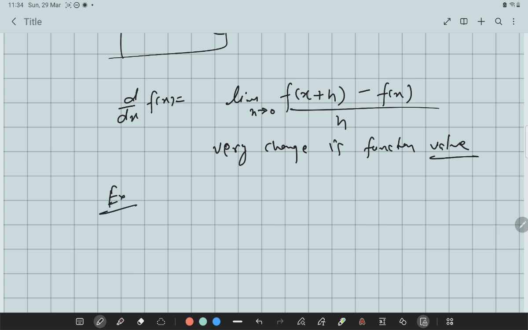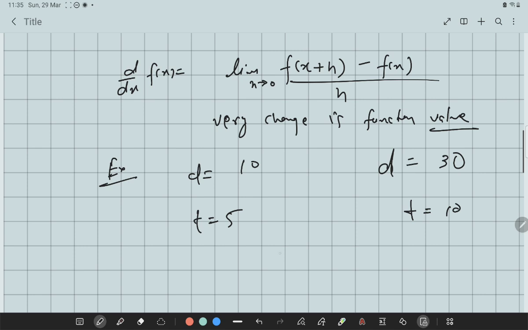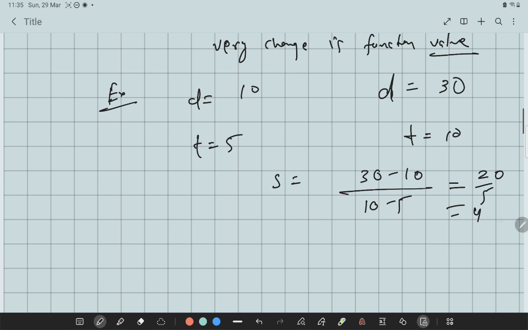To take a simple example: suppose at time 5, the distance covered by a particular person was 10, and at time 10, the distance covered was 30. If I ask you the speed, you will say 30 minus 10 divided by 10 minus 5, which is 20 divided by 5. So the person was walking with a speed of 4 units per second, supposing the time was in seconds. It depends on the particular situation.